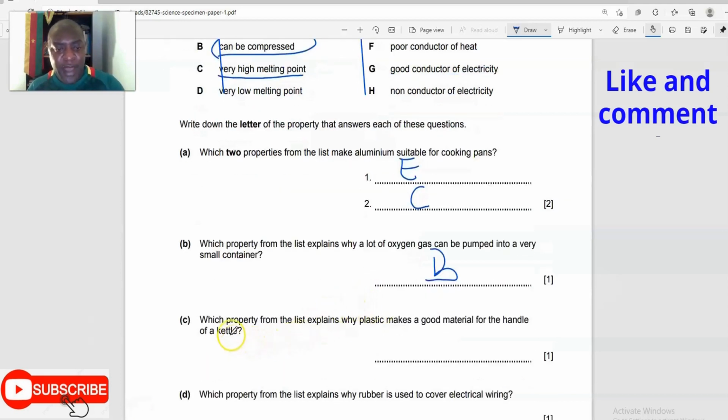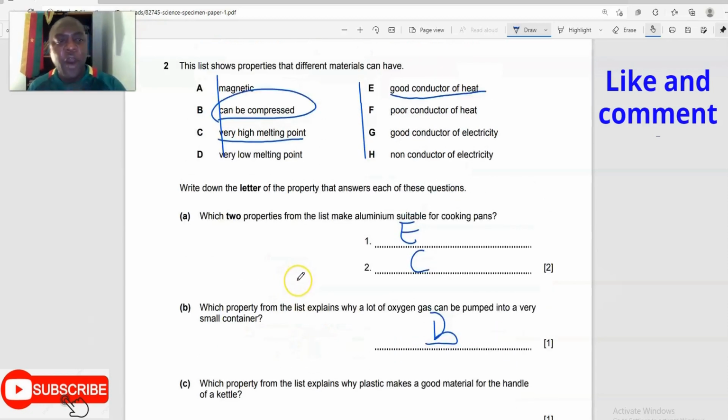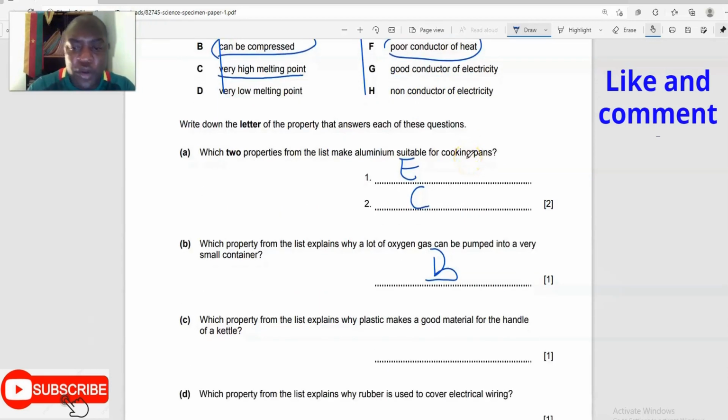And then the C part says, which property from the list explains why plastic makes a good material for the handle of a kettle? All our kettles have handles made out of plastic. Why is that? If we look at our list, we have magnetic, very high melting point, very low melting point, poor conductor of heat. We have our answer right here: plastic is a very poor conductor of heat. So that is it.